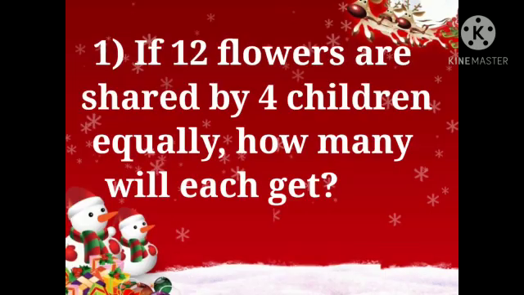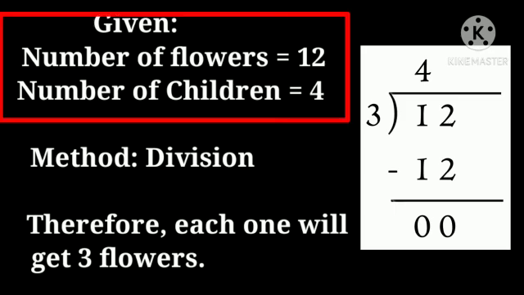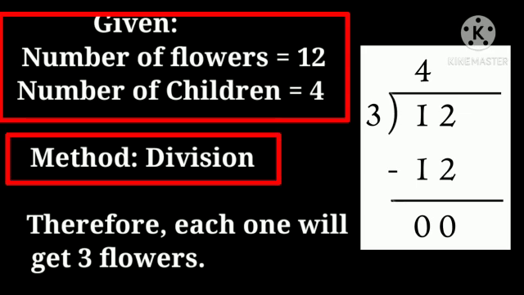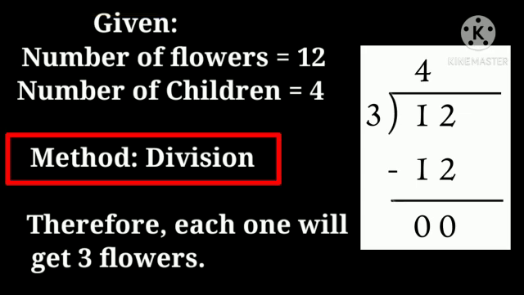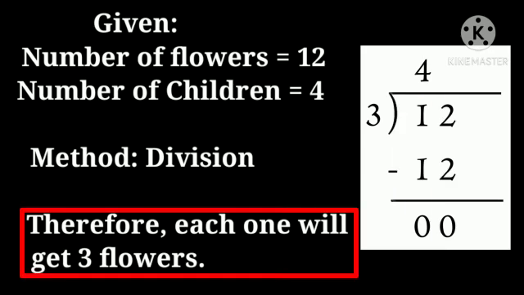First one, if 12 flowers are shared by 4 children equally, how many will each get? So let's start with given. Number of flowers is 12. Number of children is 4. Which method we are going to use? Division. Arrange the numbers. We'll start saying 3 table. 3 4s are 12. Subtraction, 2 minus 2 is 0. 1 minus 1 is 0. So, therefore, each one will get 3 flowers.